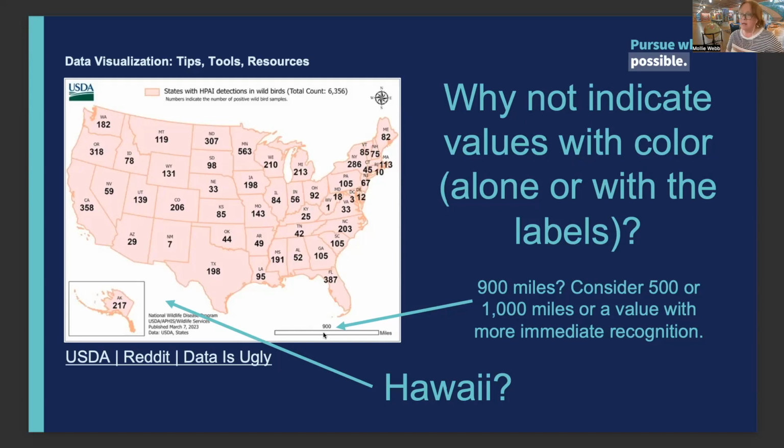I mean, it might not make a huge difference to the reader anyway, because once you get past a certain number of miles, it's hard to really understand how much distance we're talking about here. But in this case, I would say maybe take it down to 500 miles and take up a little bit less space with your scale.